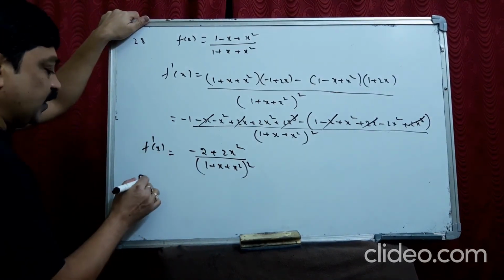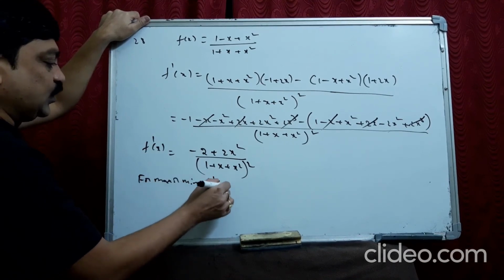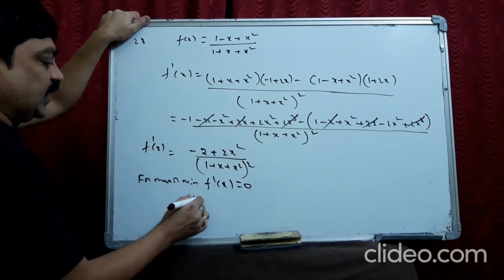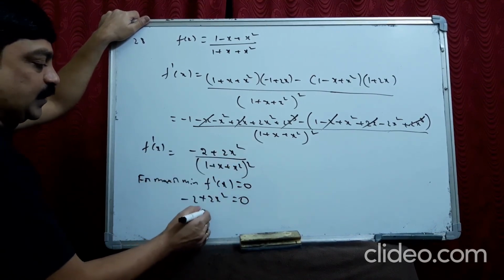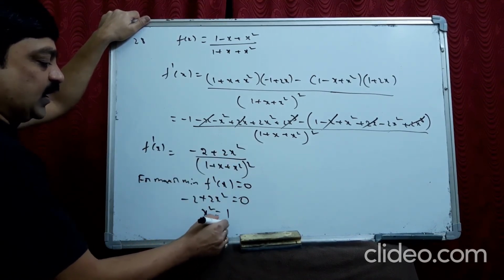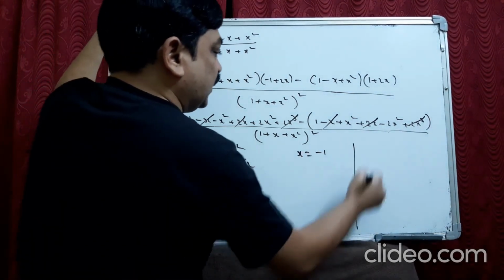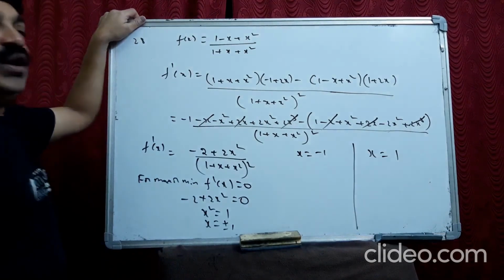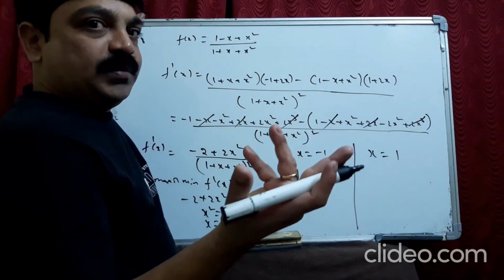For maximum or minimum, f dash x should be equal to 0. Therefore, minus 2 plus 2x square is equal to 0. Denominator cross multiply, it becomes 0. x square equal to 1, x equal to plus or minus 1. So you have two values, x equal to minus 1 and x equal to plus 1. No need to go with the double derivative. Let us substitute here. One will be the minimum, one will be the maximum.